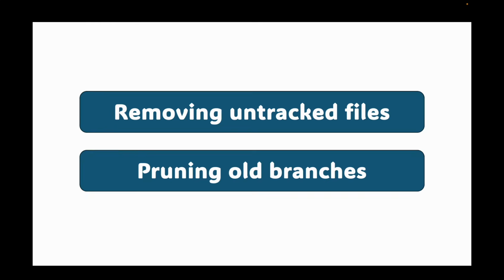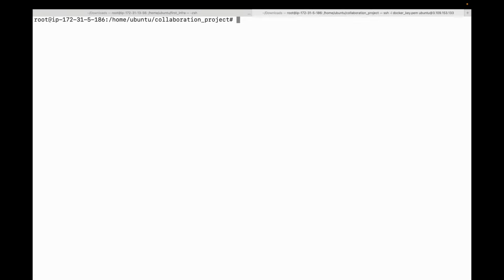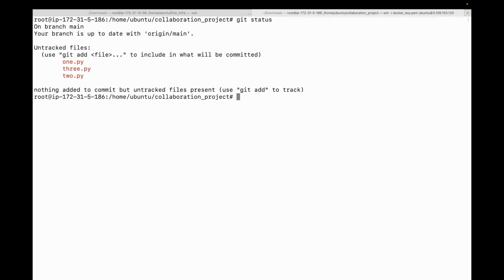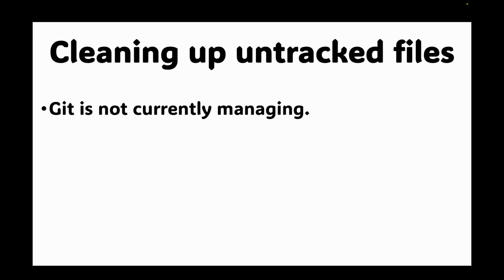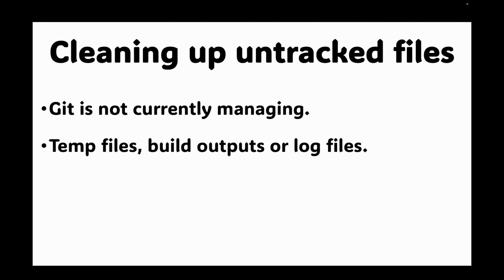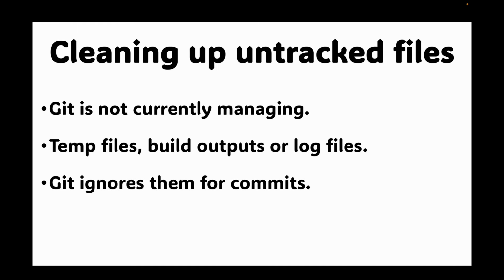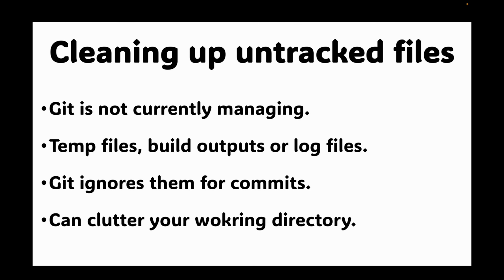First, let's talk about cleaning up untracked files. So let's say here I will create a few files, 1.py, 2.py, 3.py, just for the sake of example. Now, when you run the git status command, you will often see a list of untracked files. These are the files that Git is not currently managing. They can include temporary files, build outputs like your dist folder, or log files. While Git ignores them for commits, they still clutter your working directory.